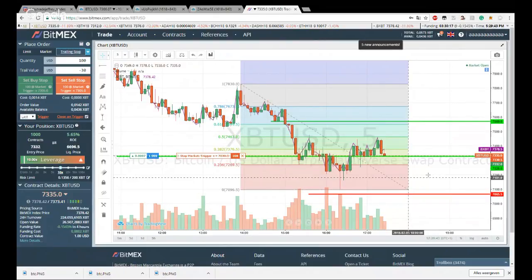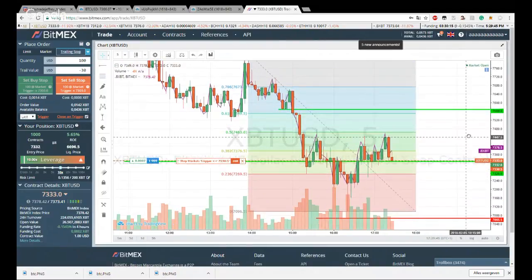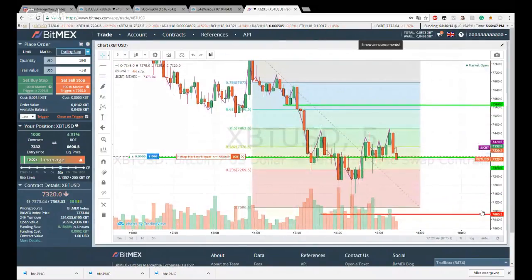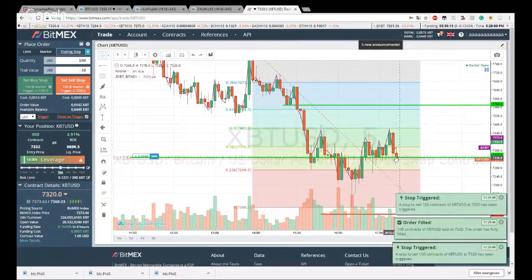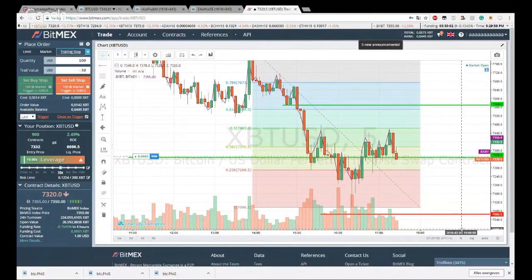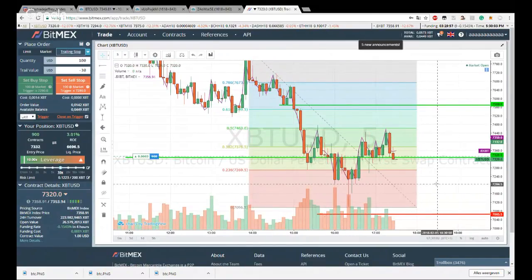It's moving into the stop. And probably you will see a message popping up. See, there we go. It's below the stop price that I've put in. And now my stop is triggered. 100 contracts were sold at 73.20. And I made like 3% profit.